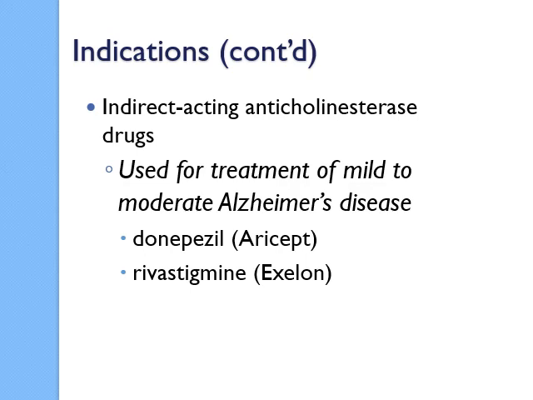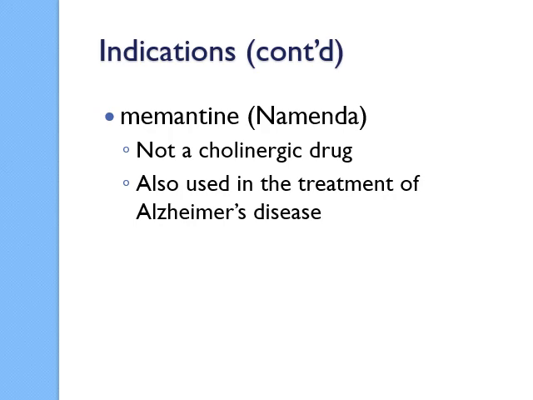Indirect acting drugs are usually used in treatment of Alzheimer's disease. These ones include donepezil or Aricept and Exelon, which are reversible. You also have Namenda or memantine. This one is not a cholinergic drug. It is also used in treatment of Alzheimer's disease, though.